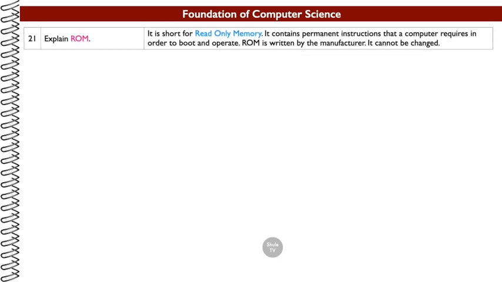Explain ROM. It is short for read-only memory. ROM contains permanent instructions that a computer requires in order to boot and operate. ROM is written by the manufacturer of the computer. ROM cannot be changed by the user.